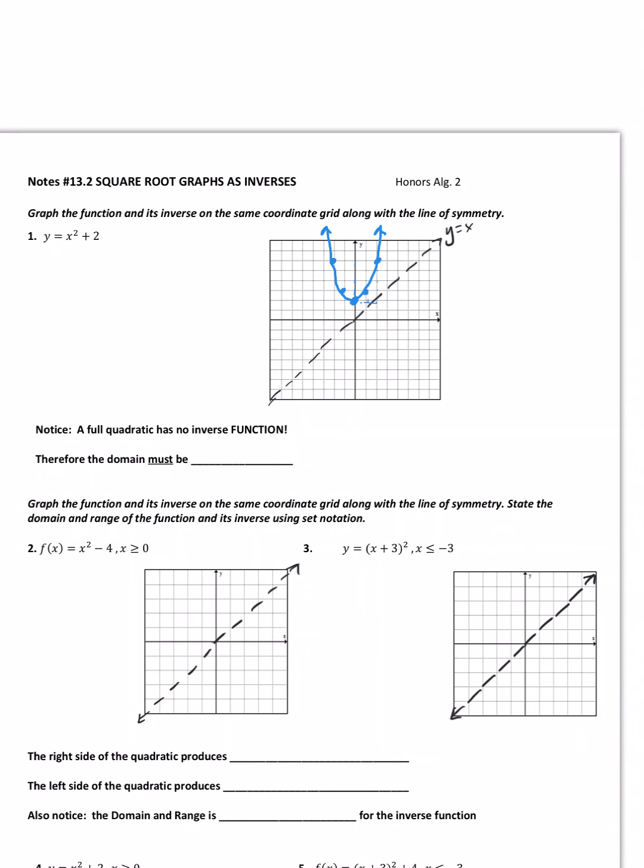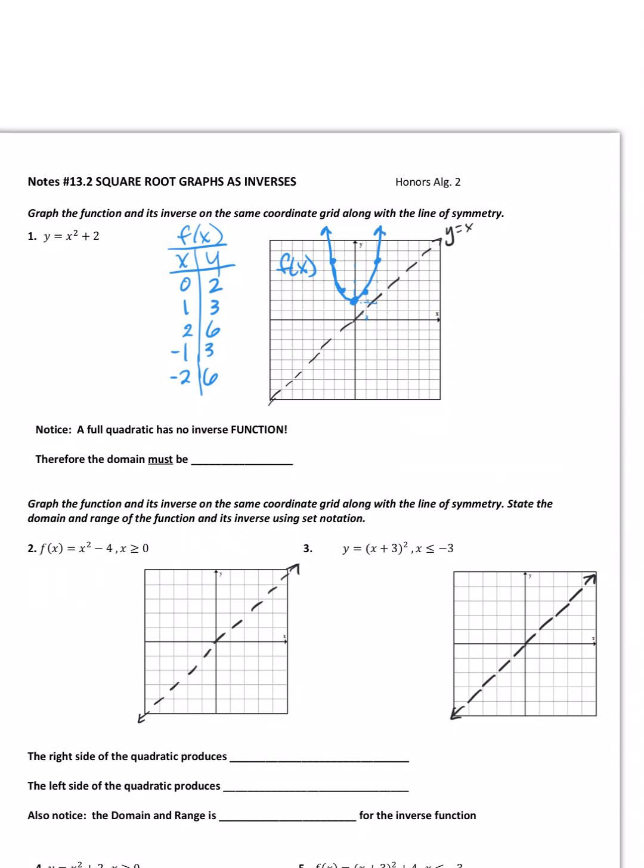Now, if we're going to graph its inverse, the way we're going to get our points for the inverse is this: we switch the x and the y coordinates. So for instance, let's look at the coordinates of my f of x, my original function, for a second. All right, what do we have? 0, 2. And then we have 1, 3. And we have 2, 6, right? And then on the other side, we had negative 1, 3. And then negative 2, 6. So these are the points that we plotted on the original function.